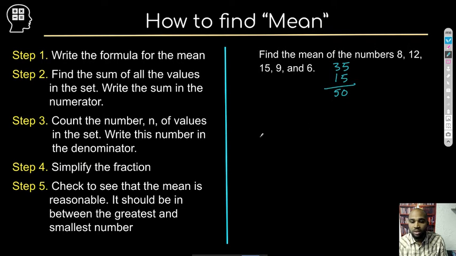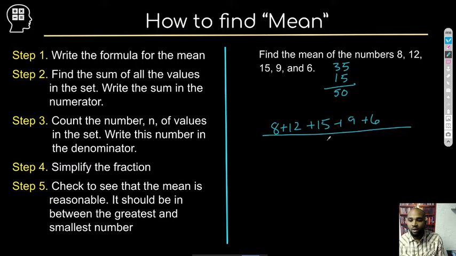We take that sum, and the sum of all these goes on top. Just add up all these. 1, 2, 3, 4, 5. We got them all. We divide by how many there are. There are 5 of them. When we add them up, we get 50, and we divide by how many numbers there were, which is 5. 50 divided by 5 gives me a 10.